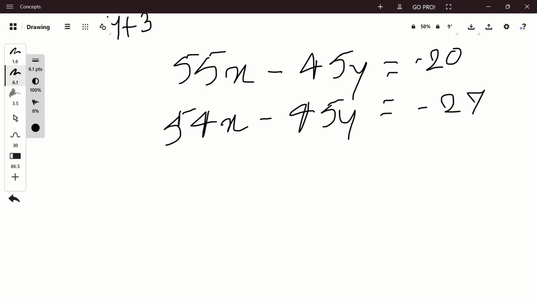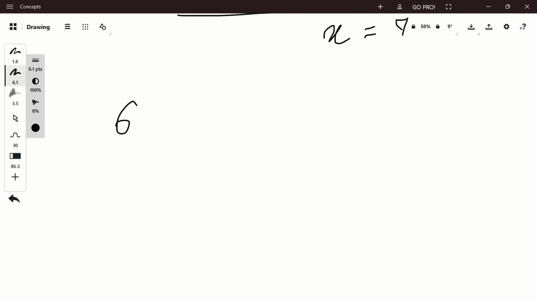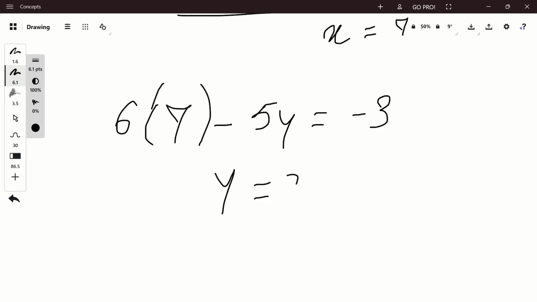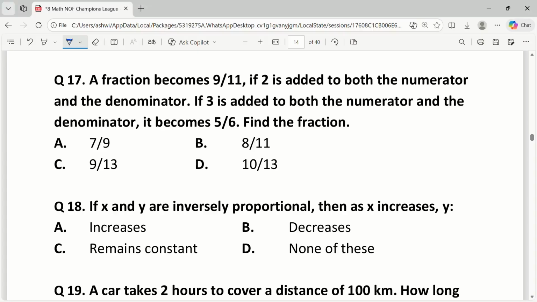Now subtracting equation 2 from 1, we get x is equal to 7. Now substituting the value of x in equation 2, we get 6 into 7 minus 5y is equal to minus 3 and y is equal to 9. Now we have x and y, which gives us x as 7 and y as 9. Comparing with the options, the answer is A, 7 by 9.